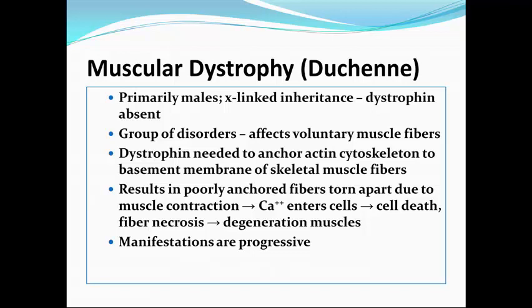So let's go back and take a look at dystrophin. Dystrophin is a substance needed to anchor the actin cytoskeleton to the basement membrane of our skeletal muscle fibers. So physiologically, that's what dystrophin does. It's part of our anchoring system in our skeletal muscle fibers. Without dystrophin, or without sufficient dystrophin, these skeletal muscle fibers are not well anchored. And as a result, they can tear away from their attachments in the basement membrane during muscular contraction.